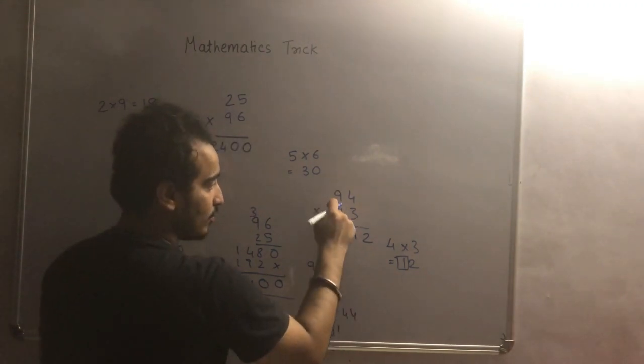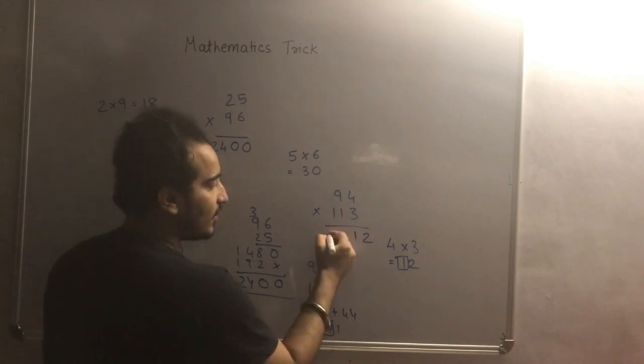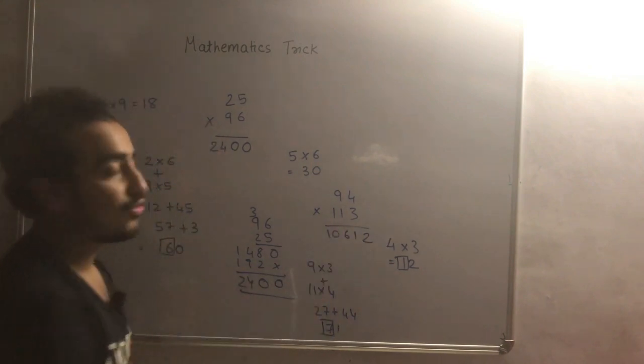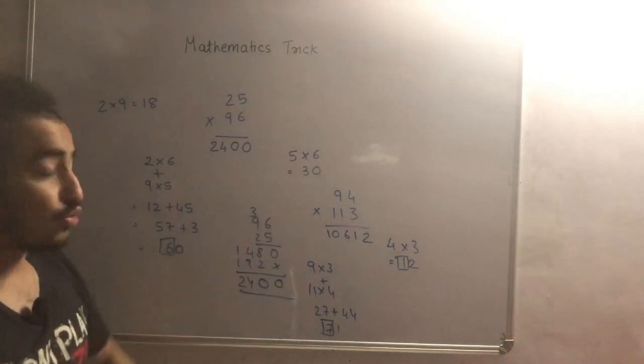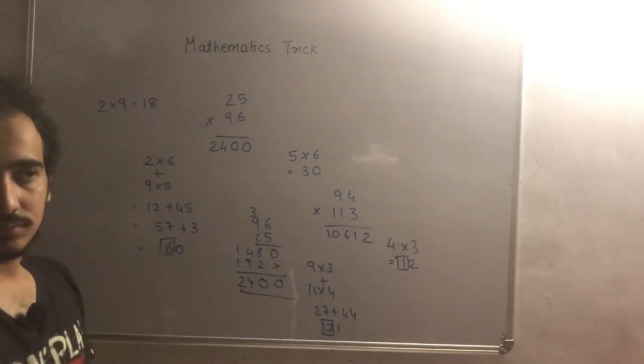So now the last two numbers, 11 9s are 99. 99 plus 7 is 106. So the answer will be 10612. So like this you can multiply any two numbers. It will make it easy for you.